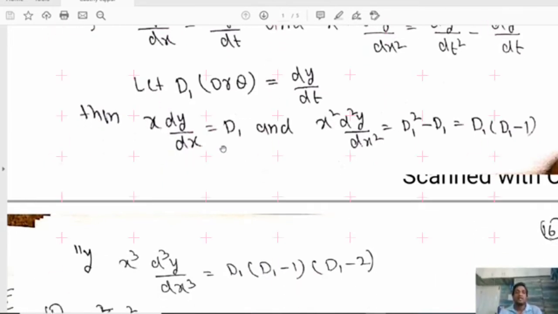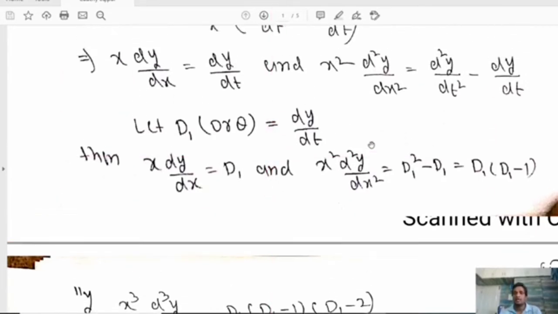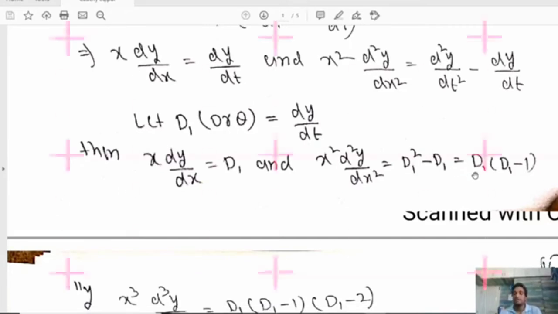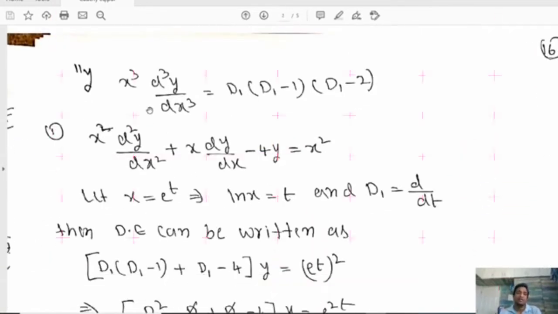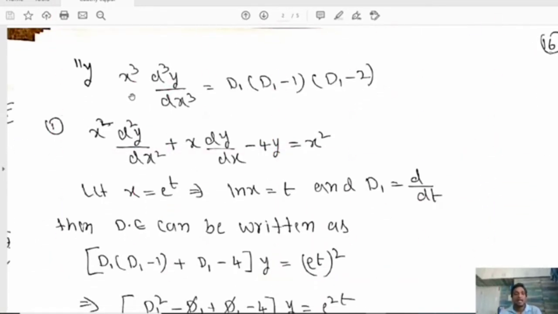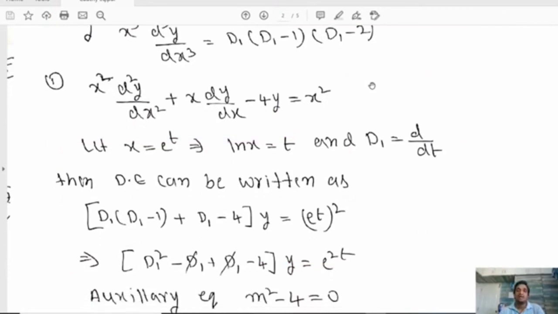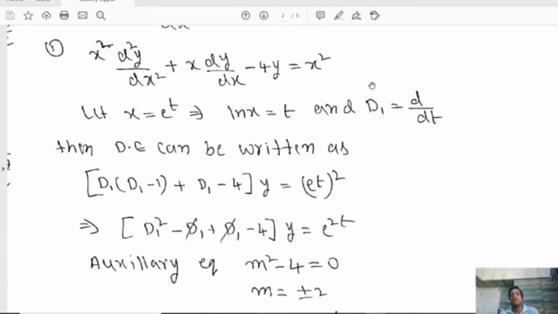So x dy by dx is equal to D1, and x square d square y by dx square: see here, d square y by dt square means D1 square minus D1, so in simplified form I have written D1 into (D1 minus 1). We have not solved for x cube, but directly we write x cube d cube y by dx cube is equal to D1(D1 minus 1)(D1 minus 2). Based on this information, we are going to solve the problems involved in the Cauchy-Euler equation.